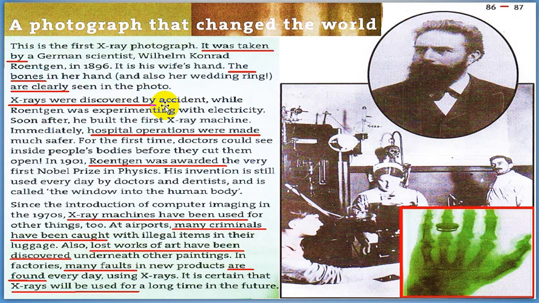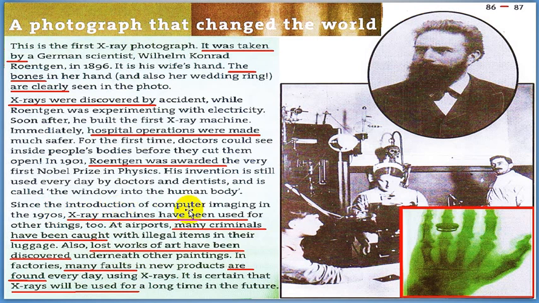X-rays were discovered by accident while Röntgen was experimenting with electricity. Soon after, he built the first X-ray machine. Immediately, hospital operations were made much safer. For the first time, doctors could see inside people's bodies before they cut them open. In 1901, Röntgen was awarded the very first Nobel Prize in physics. His invention is still used every day by doctors and dentists and is called the window into the human body.